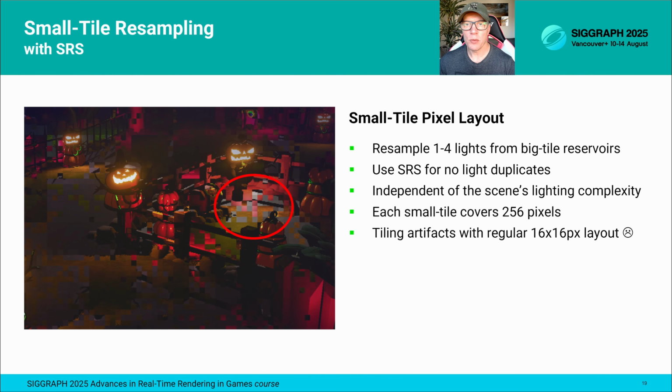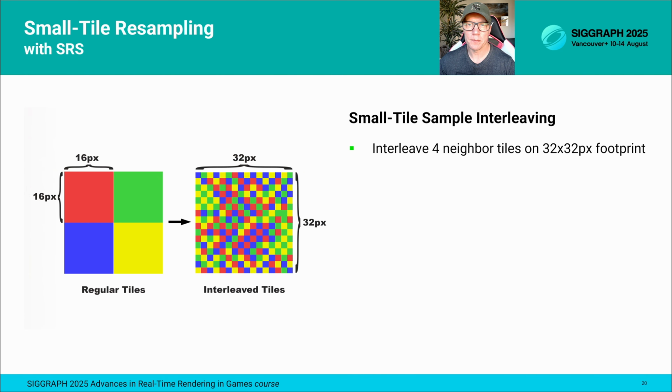However, if we lay out small tile pixels in a regular 16x16 pixel grid, it leads to visible tiling artifacts due to sampling correlation, as shown in the image. To break these tiling artifacts, we interleave the small tile pixels with 4 neighbor tiles over a larger 32x32 pixel footprint.